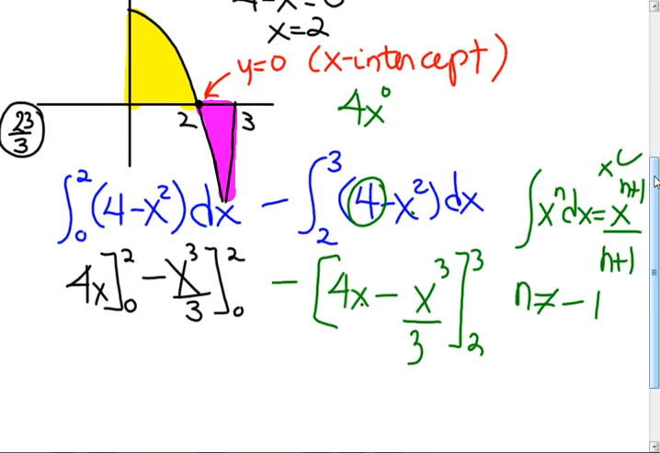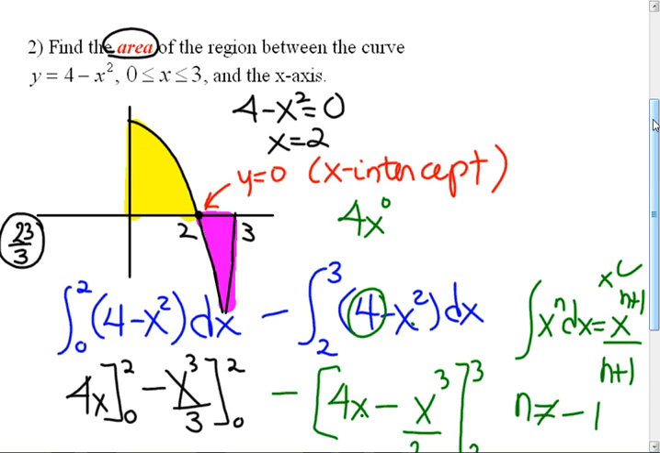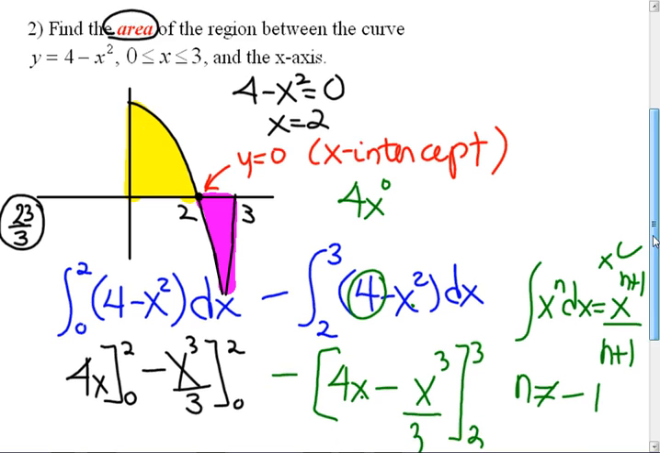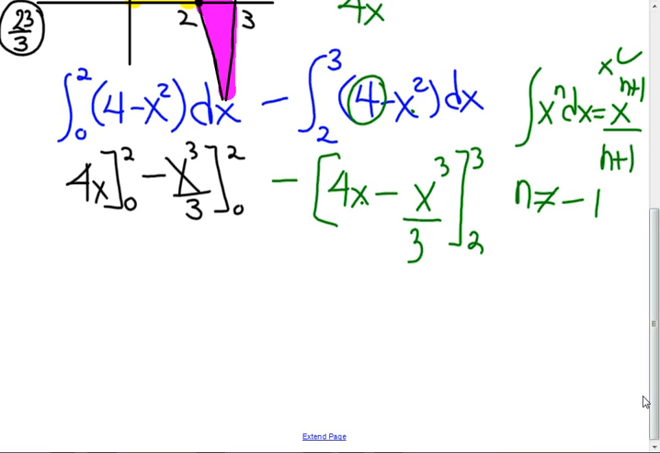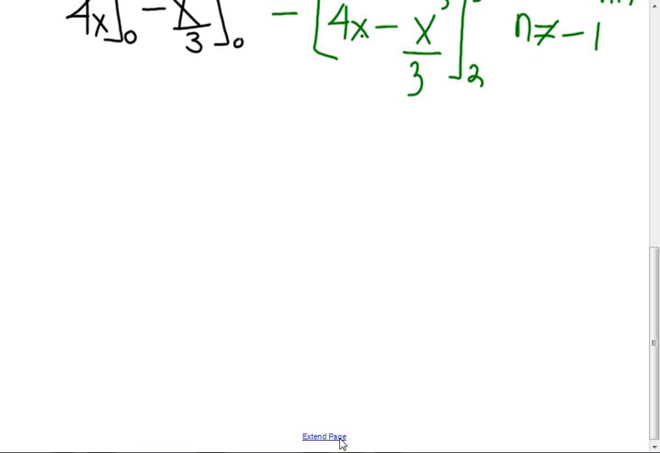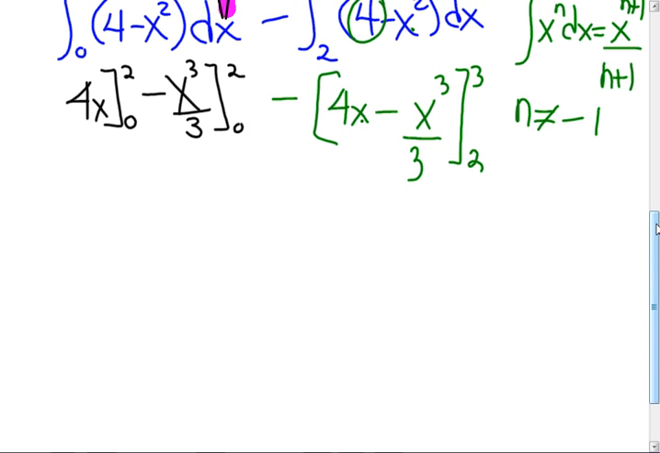Because, you guys, if I integrate from 0 to 2, that's a positive number. If I integrate from 2 to 3, that is a negative number. If I take a positive and a negative, that will not give me the area. It'll give me the signed area. I want the area. Let's do the green one first. Or, let's just do this.